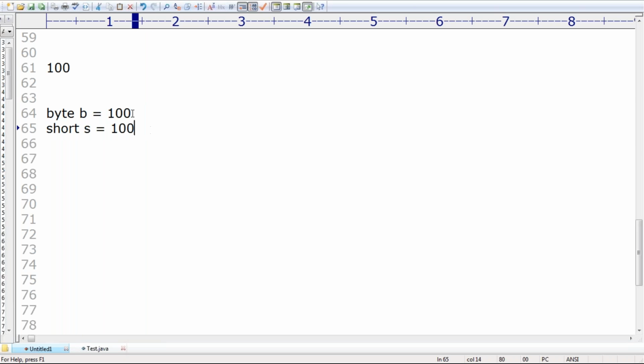Very simple, sir. Whenever we are assigning an integral literal to the byte variable, if the value is within the range of byte, the compiler automatically treats it as byte type. Let me repeat once again. Whenever we are assigning an integral literal to the byte variable and the value is within the range of byte, the compiler automatically treats this as byte type. Remember that.